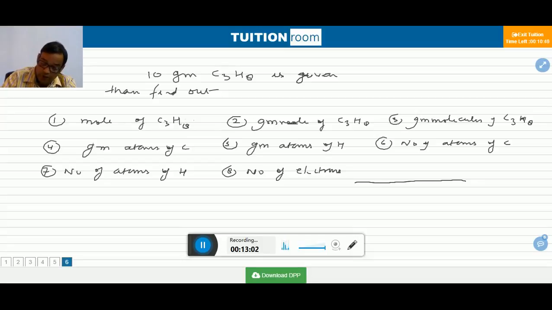Now see propane. What is the molecular weight of propane? Carbon is how much? This is 3 into 12 plus hydrogen is 8 into 1. So 36 plus 8, 44. What is the mole of C3H8? Now I am writing with the red pen. Mole is what? Weight by molecular weight. So 10 by 44. This is our answer.